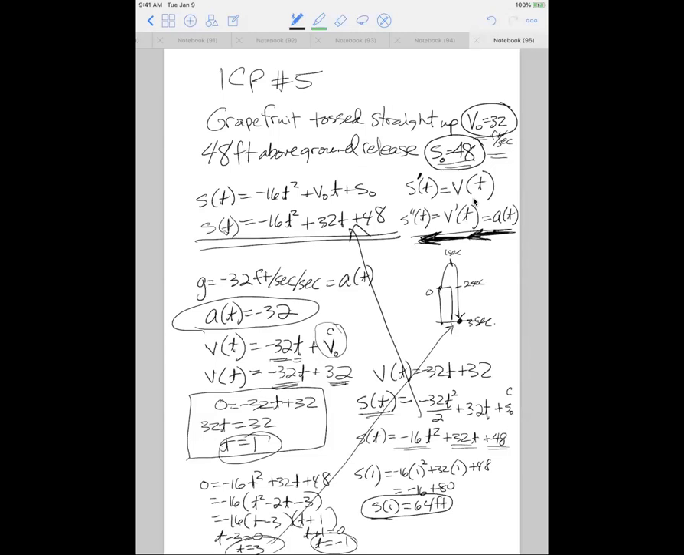Then when did it hit the ground? It was in 3 seconds. We got t equals 3 seconds. How fast was it going when it hit the ground? Well, go back to our velocity function right there. So v of 3, that's when it hit the ground, is equal to negative 32 times 3, plus 32.